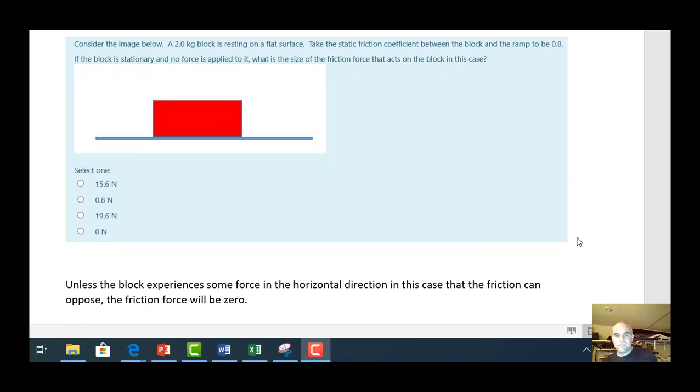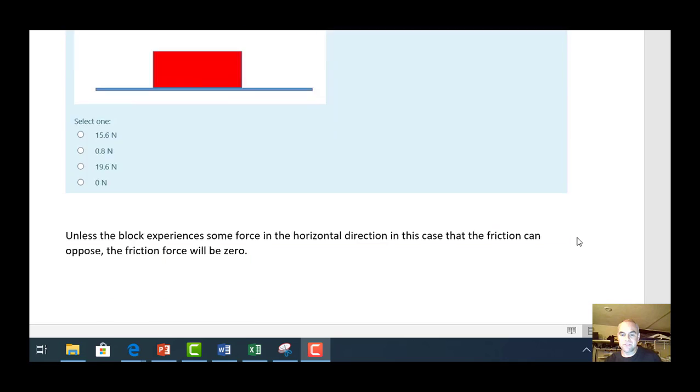So in this problem here, a 2 kilogram block is resting on a flat surface, and there is a static coefficient of friction between the block and the surface. But if there's no force applied to the block, there will be no friction force acting on it. So this is an easy question to get wrong, because you've got to remember that the static friction force is only going to push back as hard as whatever other force is pushing on the block. And there is none here, so there'll be zero static friction force.